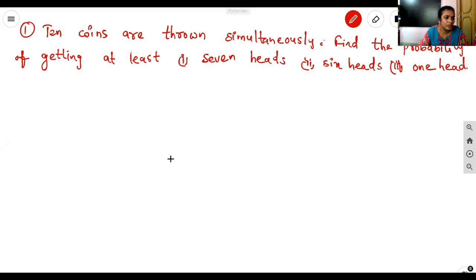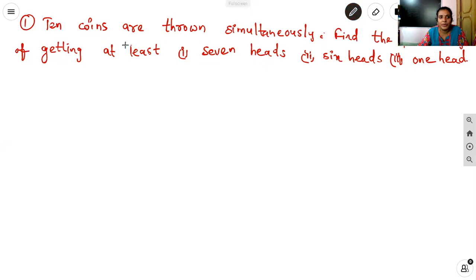Let us discuss some problems on discrete probability distribution. In that, first we are taking one problem. First, we can identify which method is suitable for which problem. Here, the first problem is: 10 coins are thrown simultaneously. Find the probability of getting at least 7 heads. Second condition is 6 heads. Third one is 1 head.